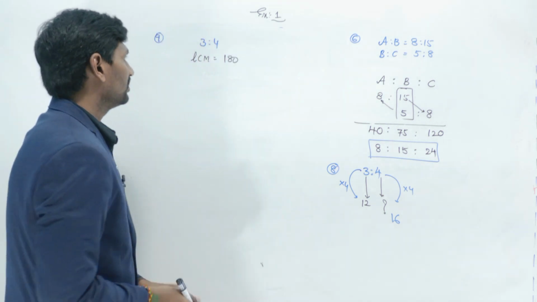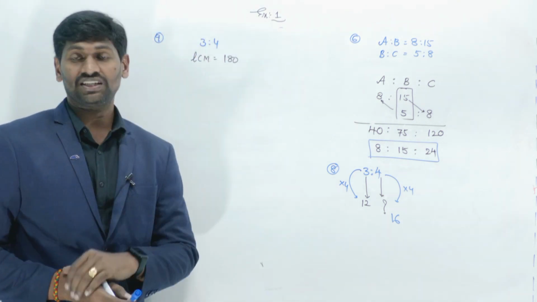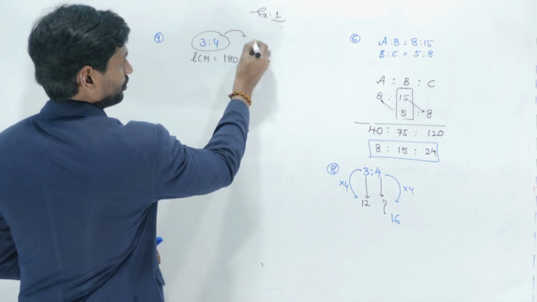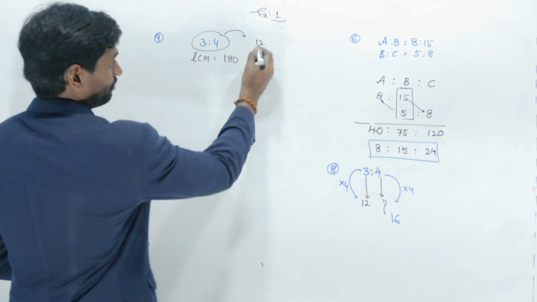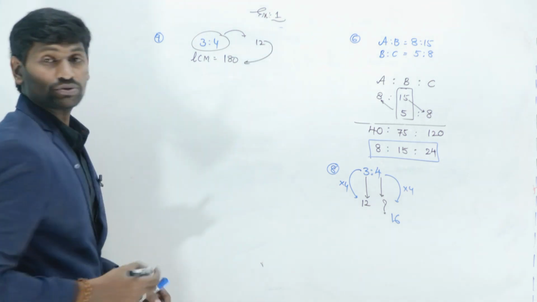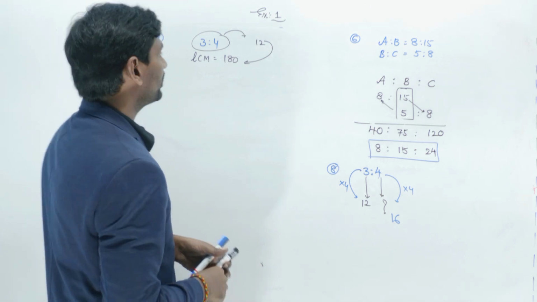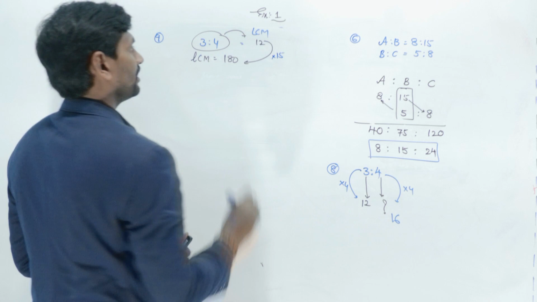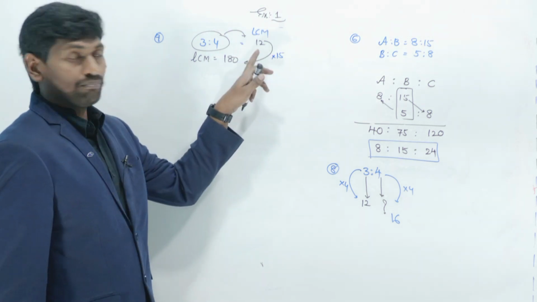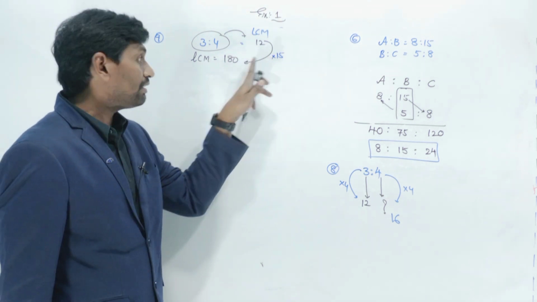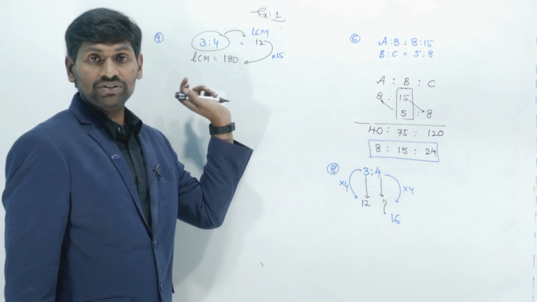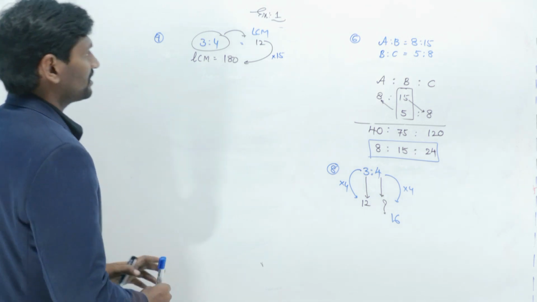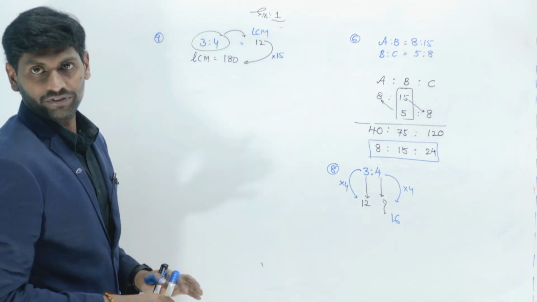So 3, 4 LCM how much? Actually the LCM of 3 and 4 is 12. That means 12 becomes 180. 12 table, 180 how many times? 15 times. The actual LCM of 3 and 4 is 12, but here in the place of 12, 180 is given. 12 15s are 180. Okay? That means each term is multiplied by 15.